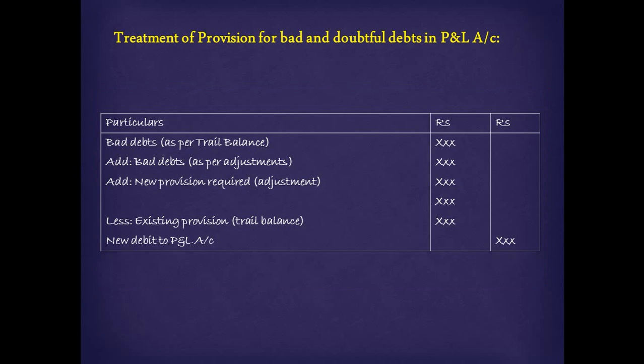First, we have to put bad debts as per trial balance. Then we have to add bad debts as per adjustment and add new provision for bad and doubtful debts which is given in adjustment. Then we have to deduct provision for bad and doubtful debts which already exists in the trial balance. Now we get the new debit to the profit and loss account statement.